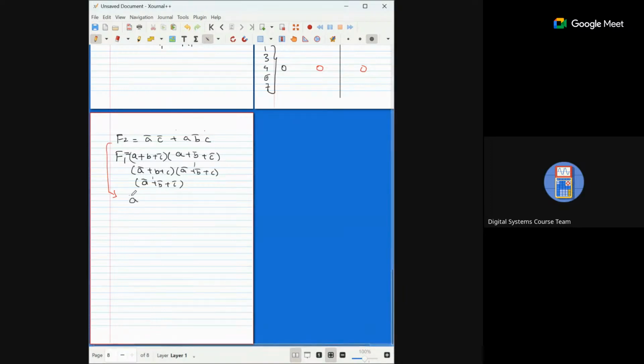What is the way? A bar C bar OR with A B bar C. Can I convert SOP to POS? Using the distributive law. For understanding purposes, I can assume this alone as the X term. Let's say X equals A bar C bar. So it becomes X plus A B bar C. This is equal to X plus A times X plus B bar times X plus C. Am I right?